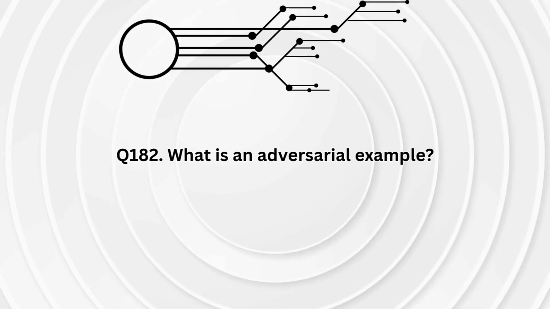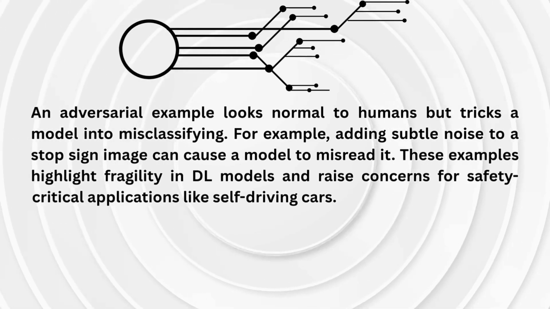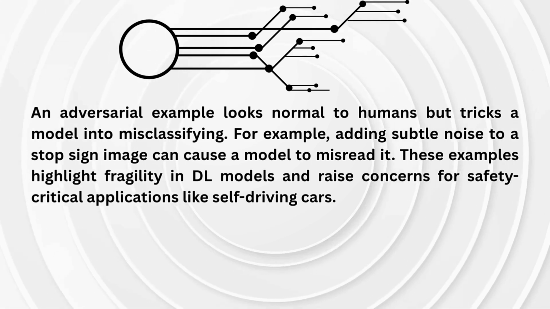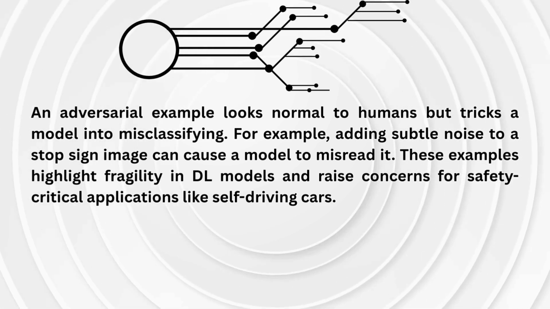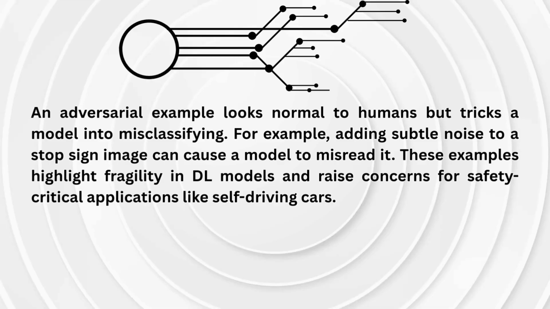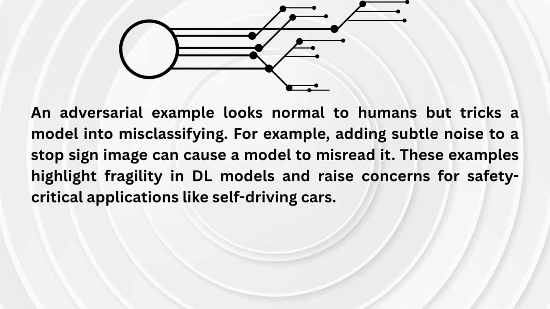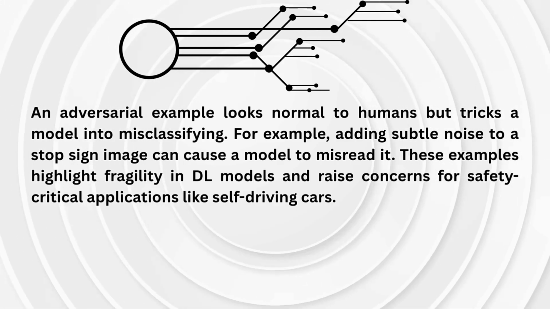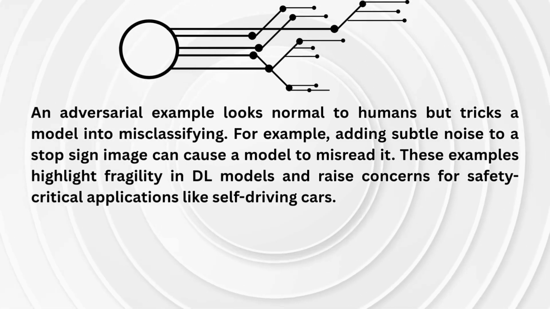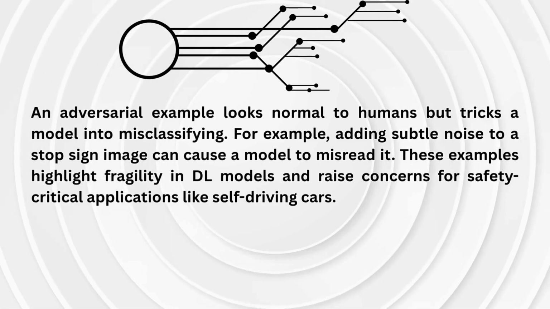What is an adversarial example? An adversarial example looks normal to humans, but tricks a model into misclassifying. For example, adding subtle noise to a stop sign image can cause a model to misread it. These examples highlight fragility in DL models and raise concerns for safety-critical applications like self-driving cars.